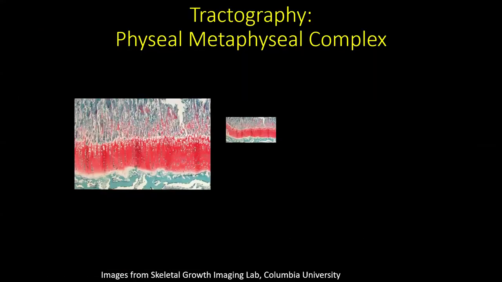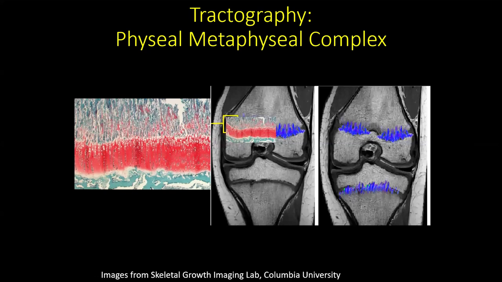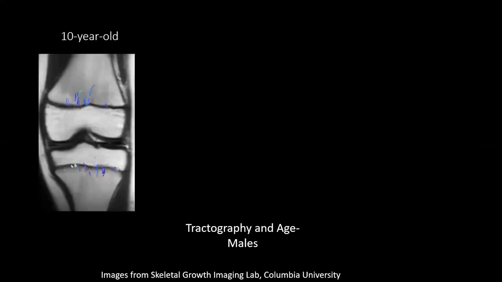So the question then is, how can we see these columns on histology, and what happens when we look with diffusion tensor imaging? This is a technique that shows water, how it flows in a certain direction. So we can see these channels, and that can be an indicator of growth.